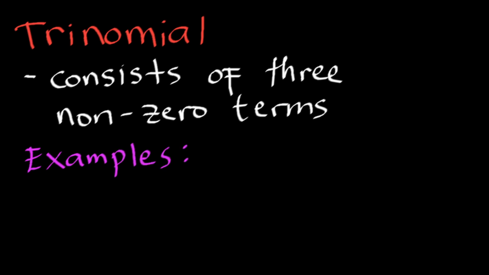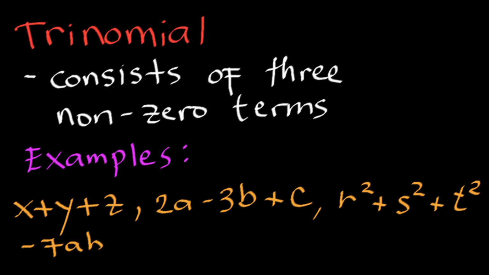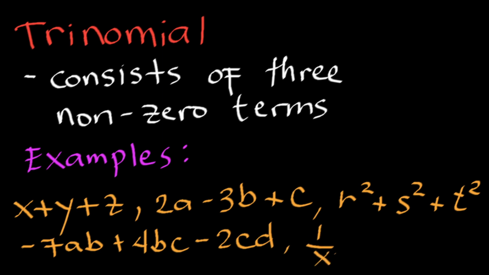So, for example, we have x plus y plus c. We also have 2a minus 3b plus c. And then r squared plus s squared plus t squared. We also have negative 7ab plus 4bc minus 2cd. And then lastly, we have 1 over x plus 1 over y plus 1 over z. So lahat yan meron tatlong non-zero terms. That's why it's called trinomial.